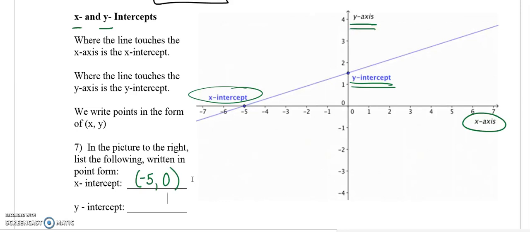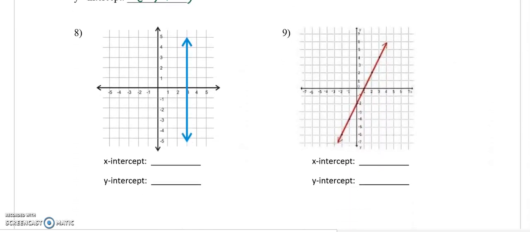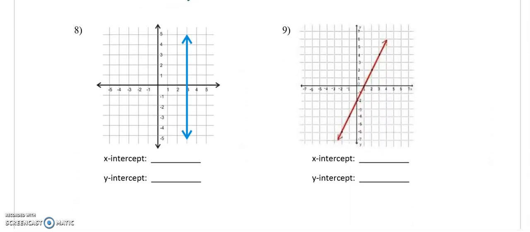Same kind of thing for the y-intercept, except here I'm not going left or right at all, so my x is going to be 0. And the y, well, it's kind of right in between 1 and 2, it looks like. So I'm going to call that 1.5. Okay. So let's take a look at a couple graphs. Let's make sure this makes sense.